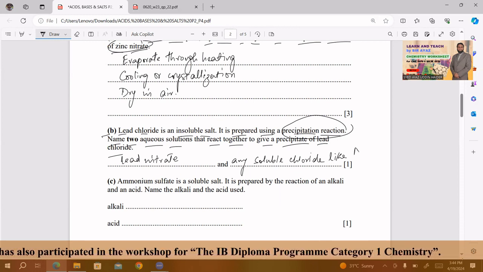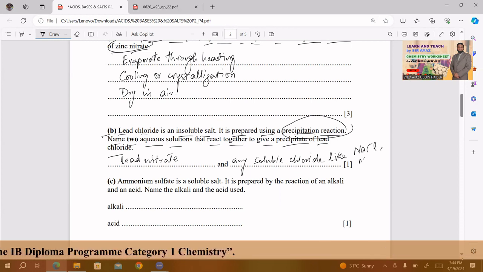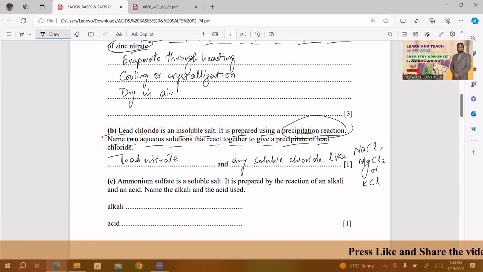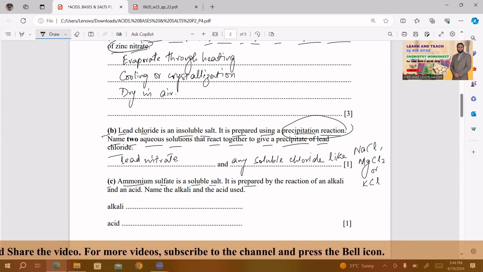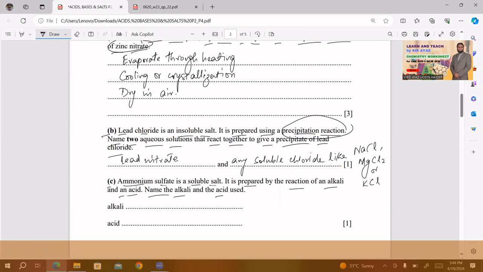Like NaCl, MgCl2, or KCl. C. Ammonium sulfate is a soluble salt. It is prepared by the reaction of an alkali and an acid. Name the alkali and the acid used here.